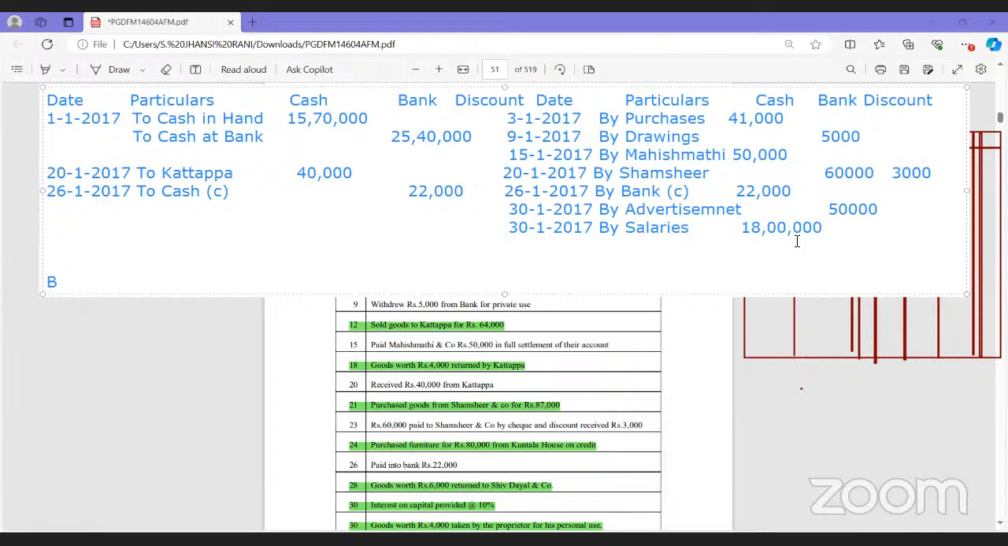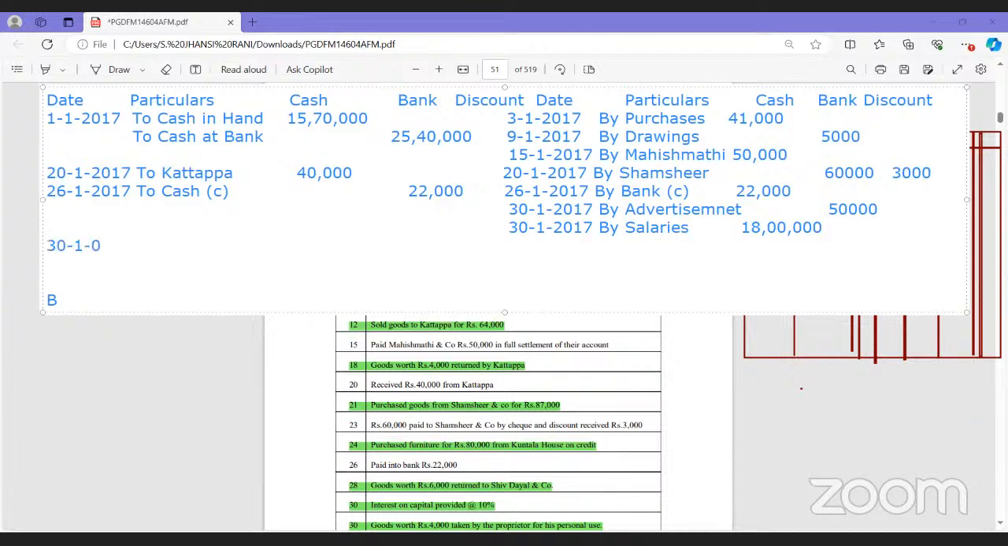Next, after that we have cash sale. Whenever we sell, we get cash, so it is a receipt to us. So I write on the receipt side, 30th January 2017. How am I receiving cash? By sales. So I write to sales. And it is a cash sale, they clearly mentioned. So I write in the cash column 21 lakhs 80,000.